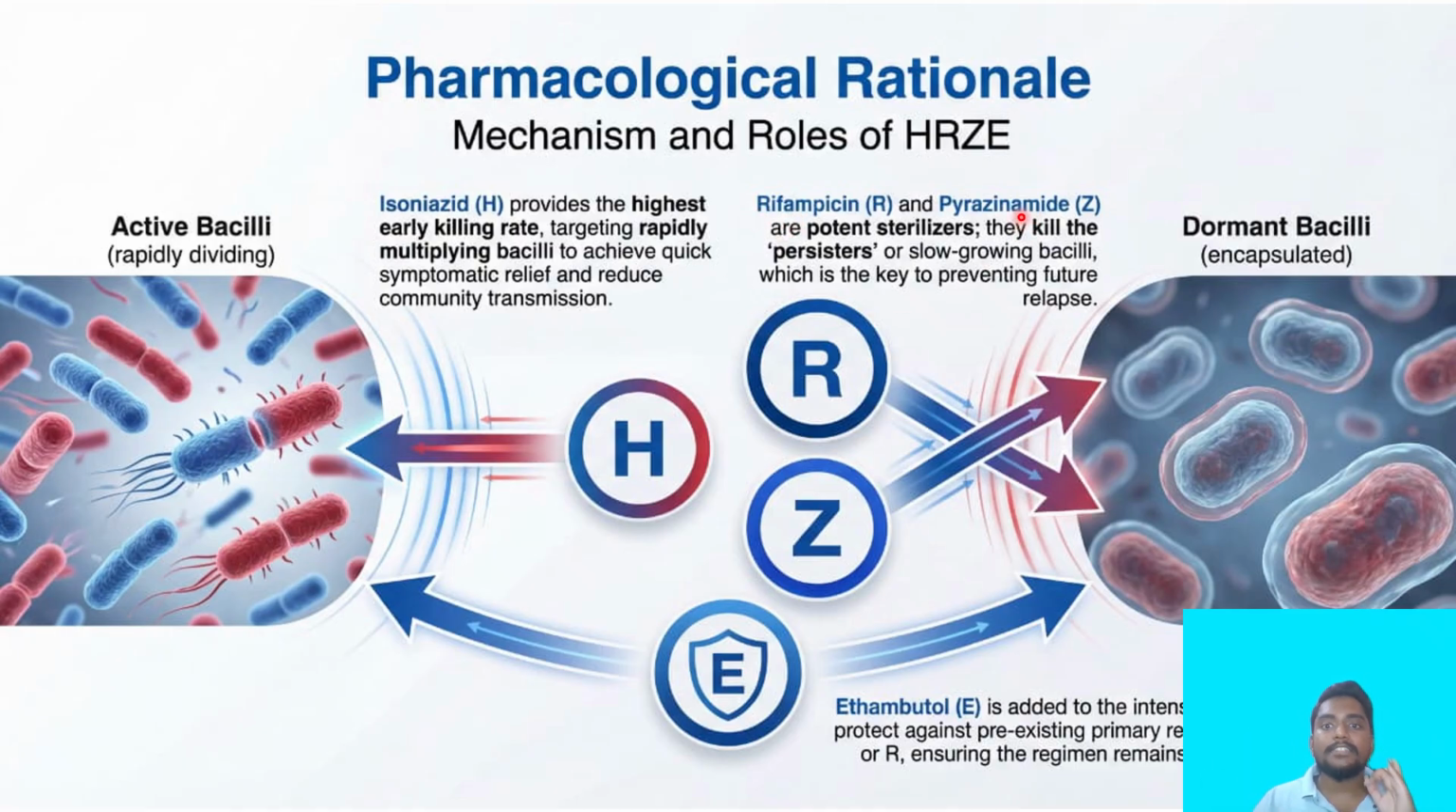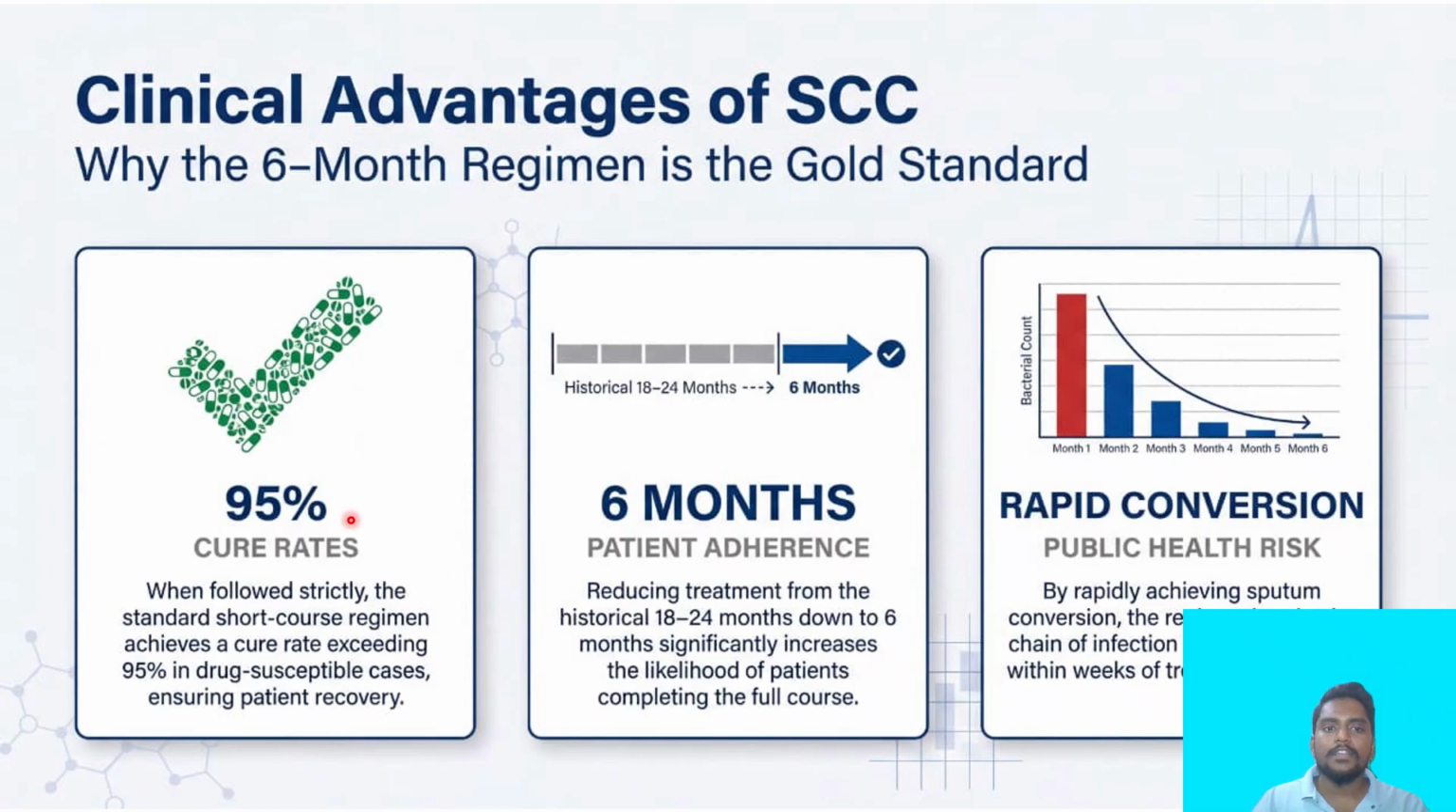And pyrazinamide, third time I'm repeating this, it will act on the acidic environment and kill acidic bacilli. And the dormant bacilli, that is going to be ethambutol. Ethambutol acts like a security guard which prevents the relapse as well as the emergence of drug resistance. That is the role of ethambutol. I hope you all get why we are using HRZE, isoniazid, rifampicin, pyrazinamide and ethambutol.